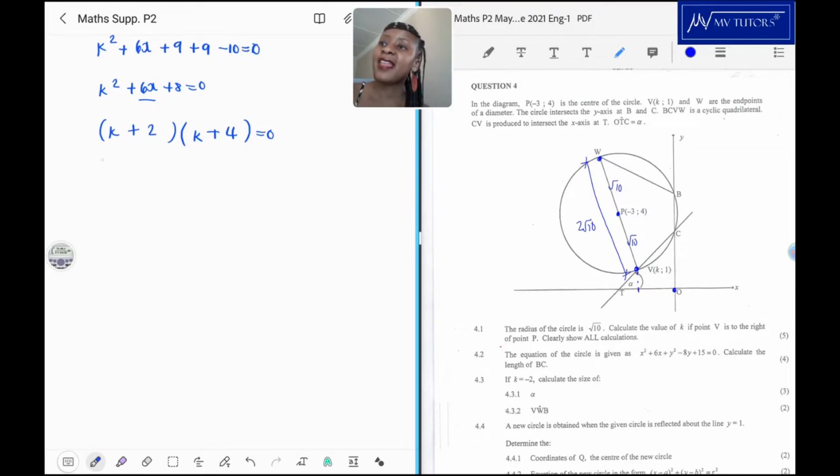Yeah. And then finally, I have that K is negative 2 or K is equal to negative 4. Now they've asked us to determine K to the right of P, right? Yes. So the only solution I can really have is negative 2. K cannot be negative 4. But W, on the other hand, W's coordinates, you can see there, I have negative 4. And I don't know what Y value I have there. But K, we know that it's V, which is negative 2 and 1. Okay, and yeah, 5 marks.